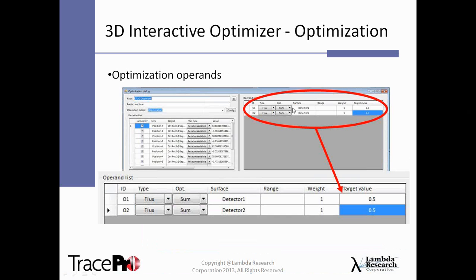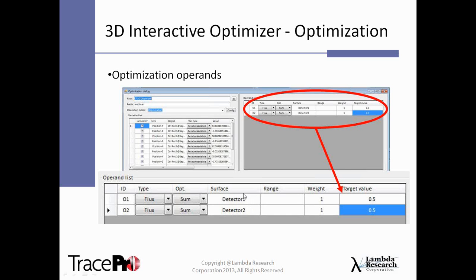Now to set up the optimization, if you remember I mentioned I'm starting with a 1 watt source. So to have equal light on both sides, I'm going to set my target value at 0.5 watts on each of the 2 detectors. And I'm using a flux operand. Some of the other options are irradiance profile, candela profiles, uniformity, CIE coordinates. So there's numerous types of optimization operands that you can choose.